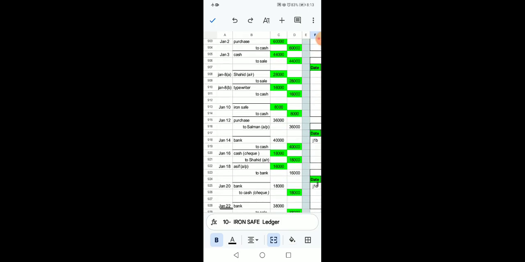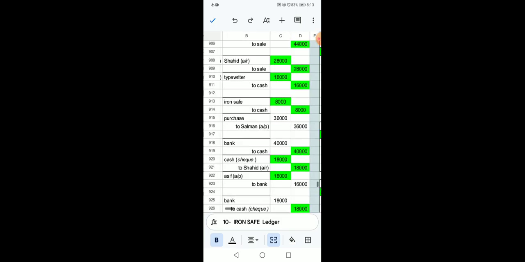Mark it as done by putting a closing line after that. These balances were written just for reference. Now they are not needed to be written over here. Erase them. The 10th ledger, iron safe, is completed. It's time to see what our next ledger is. What we have done, iron safe. This was your iron safe.